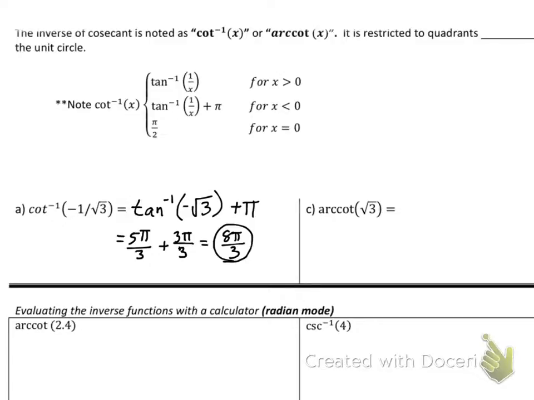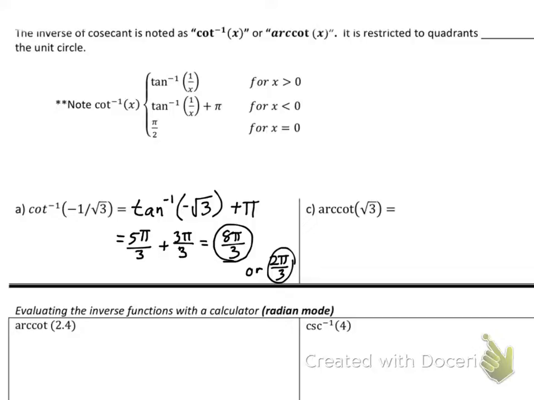So we could do 8 pi over 3 or 2 pi over 3. I would accept either one of those answers, as long as you realize that you had to shift it up to that quadrant. That's what I really care about: if I have a negative number, I need to add pi to it. The other caveat is, if you have a cotangent inverse of 0, the answer is pi over 2. Automatically it's pi over 2. So if you have a 0 in for cotangent inverse, your answer is pi over 2.